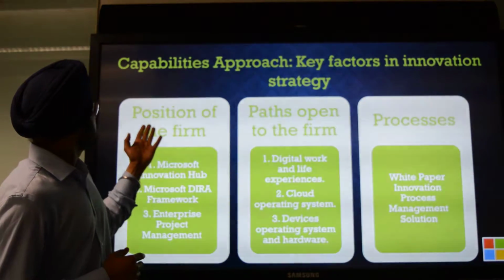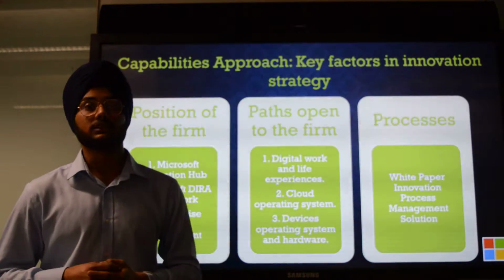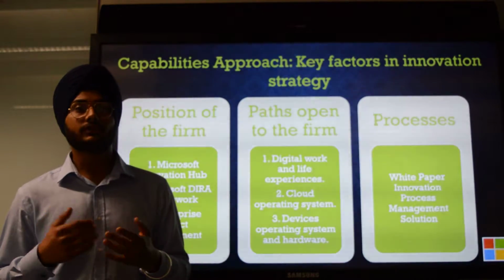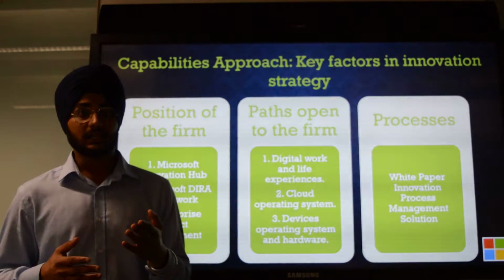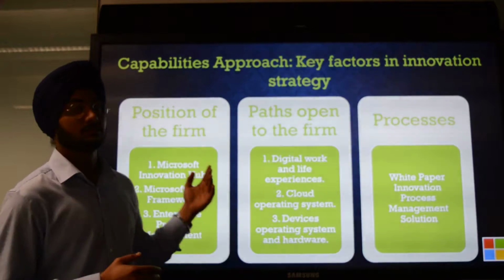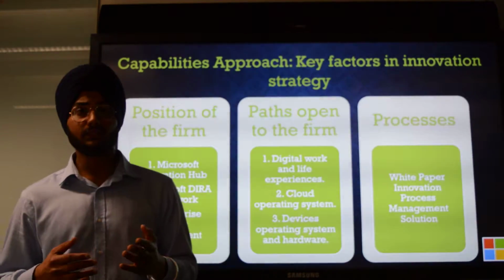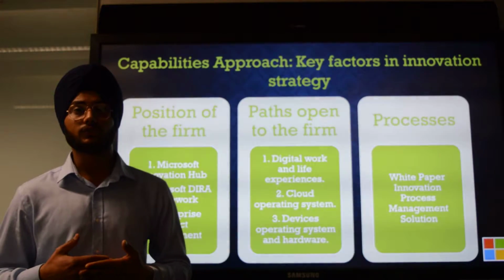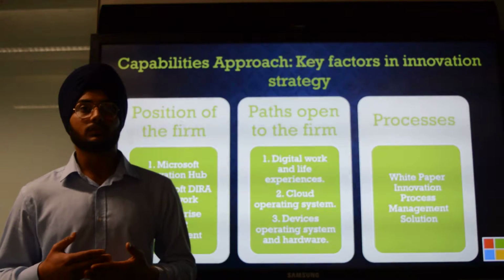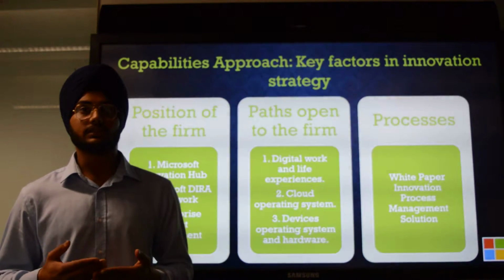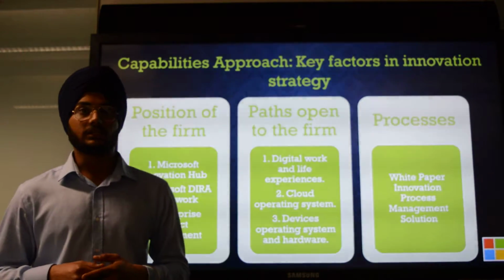the next slide I will talk about is the capabilities approach, the key factors in innovation and strategy. So there are basically three key factors when determining the innovation strategies of any firm. Let's analyze these all in detail. Position of the firm, in which is the Microsoft Innovation Hub. This is a digital innovation environment to systematically capture ideas and manage them. All the innovative ideas are deployed in this hub.